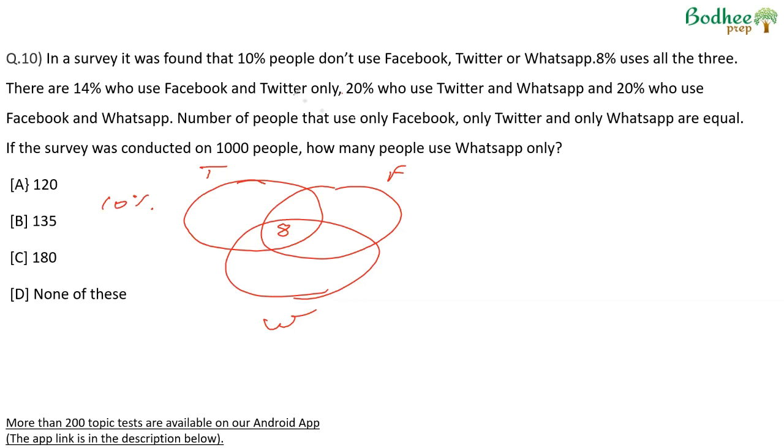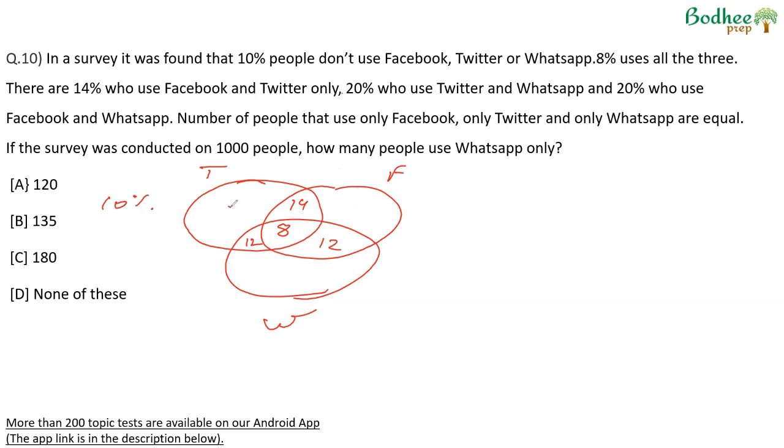14 use Facebook and Twitter only, so 14 comes here. 20 use Twitter and WhatsApp. Only is not mentioned, so out of that 8 is here, this will be 12. And 20% use Facebook and WhatsApp. Again, only is not mentioned, so out of 20, 8 is here, this will be 12. Number of people that use only Facebook, only Twitter, only WhatsApp are equal.